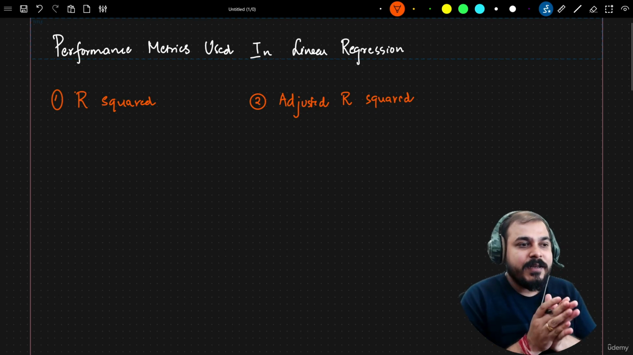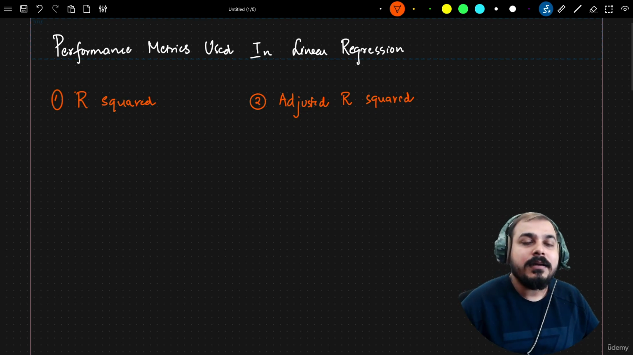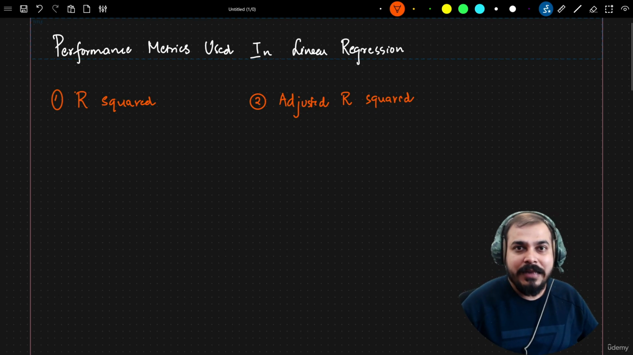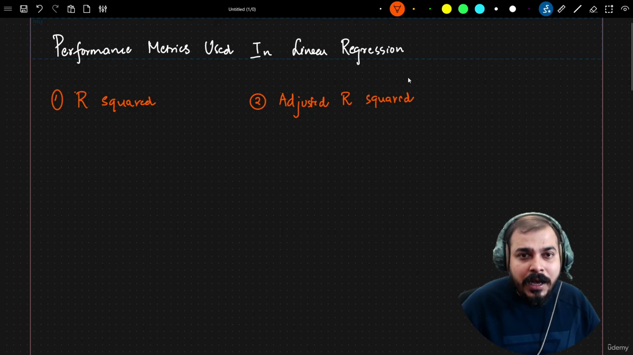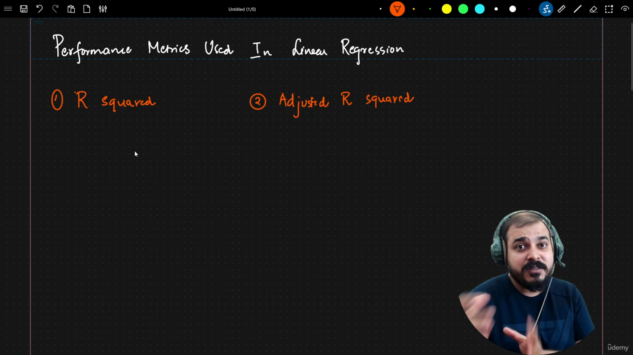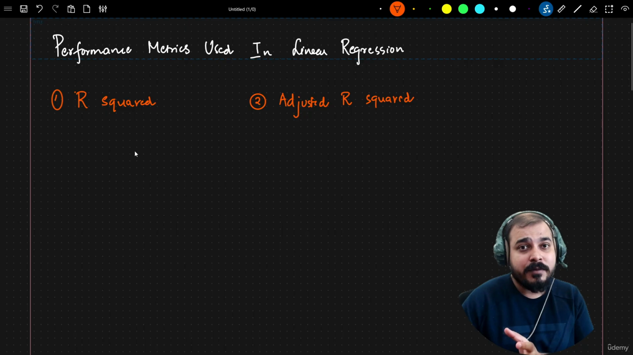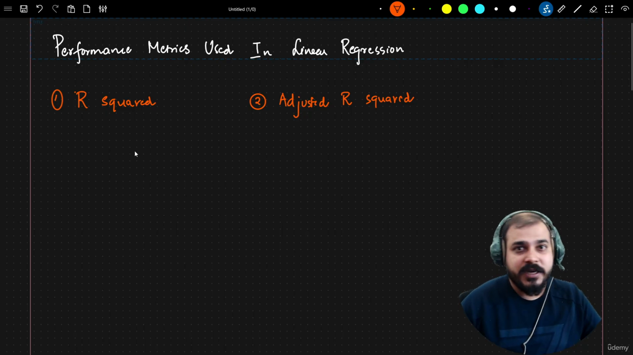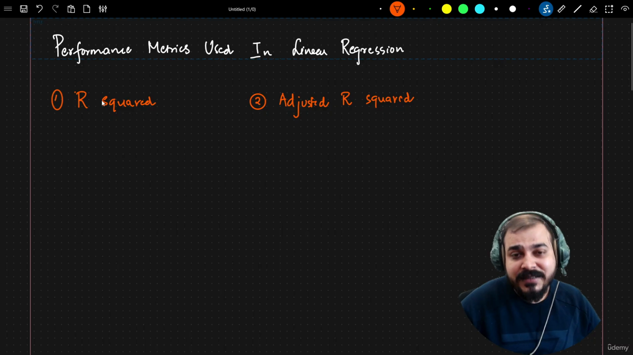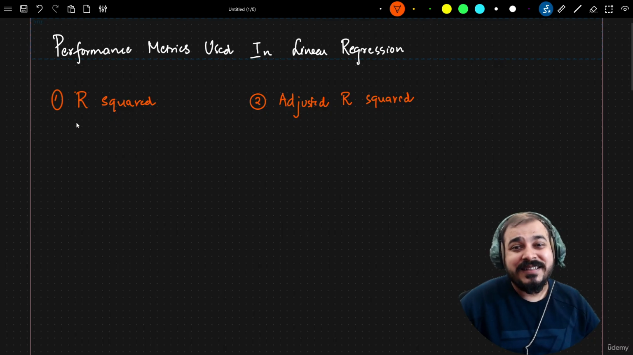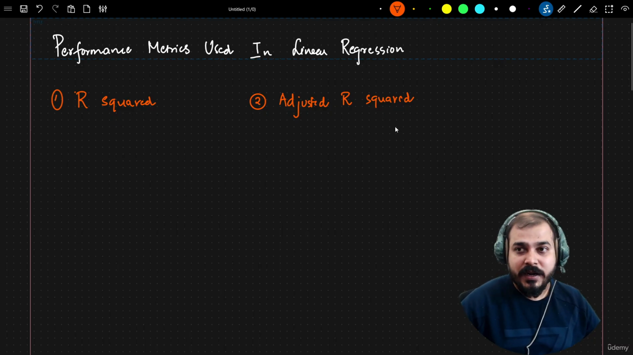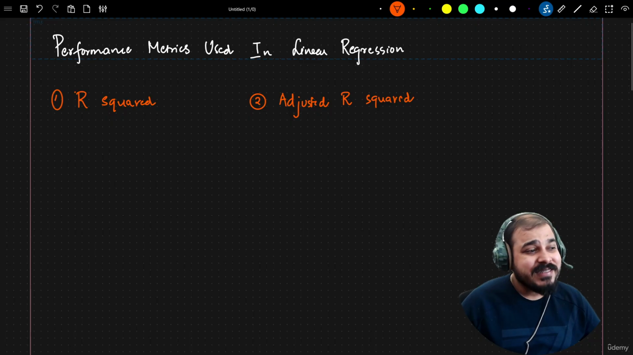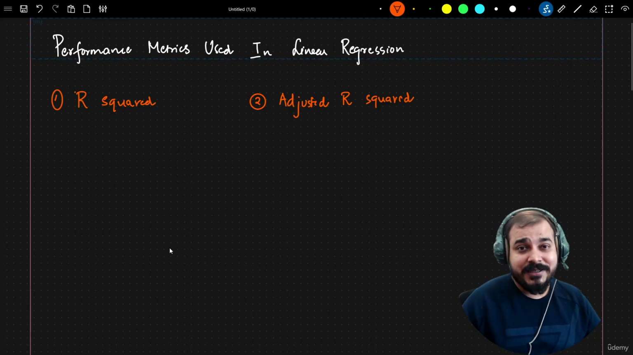So guys, in our previous video, we understood the mathematical intuition behind linear regression and multiple linear regression. Now we are going to understand some of the performance metrics that are used to determine whether the model is good or not for a specific problem statement. The metrics that will be used are R squared and adjusted R squared. Now let us understand what exactly R squared is, what adjusted R squared is, and the exact difference between both of them.